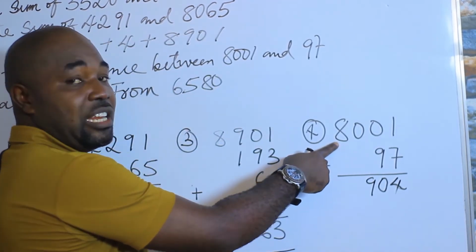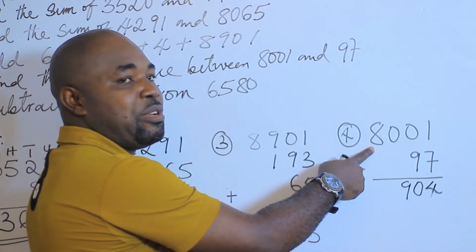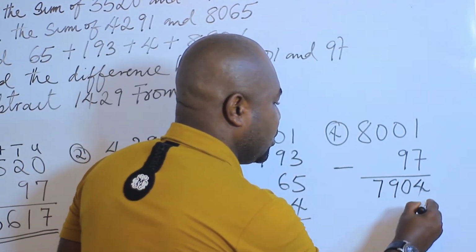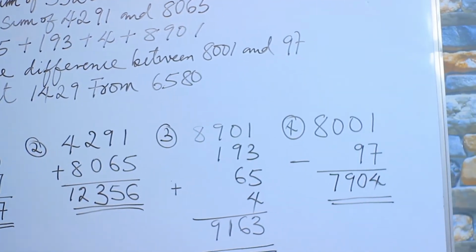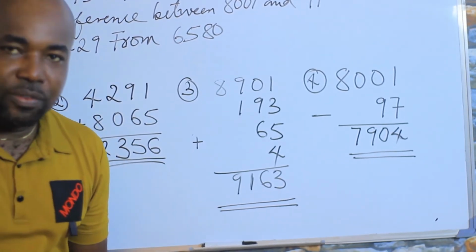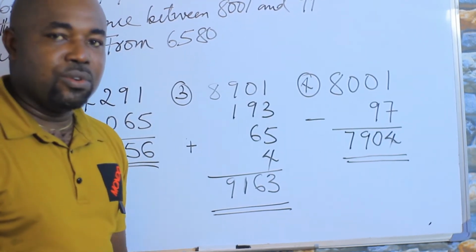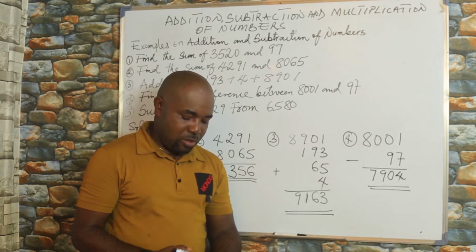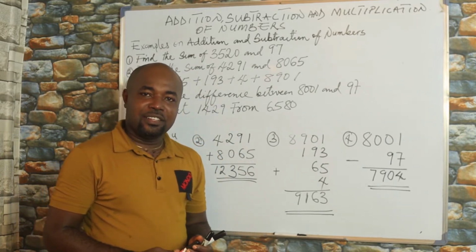This is where we started lifting. We have removed 1 already from here. And what should be remaining here should be 7. So the difference between 8001 and 97 is 7904. As simple as that.